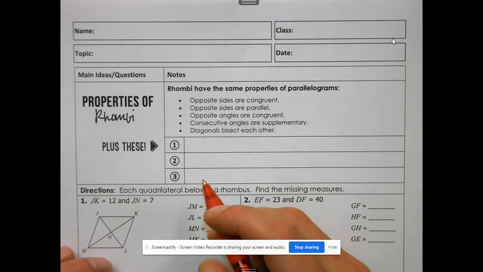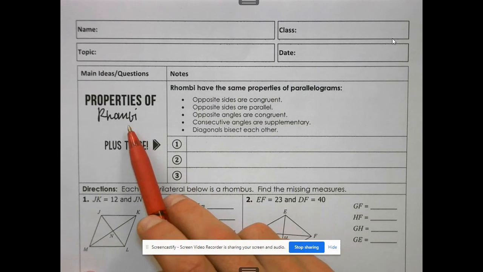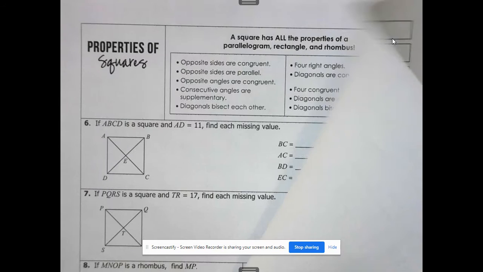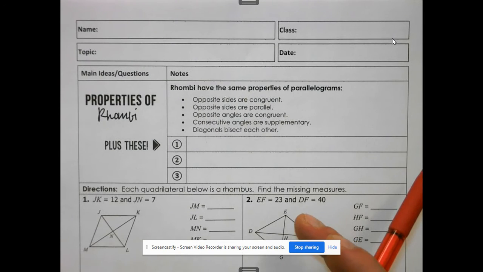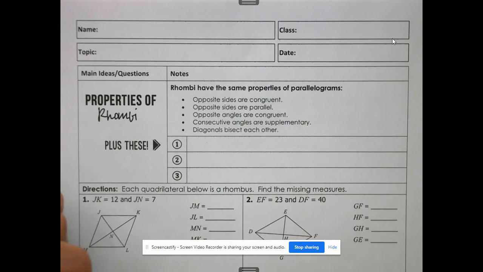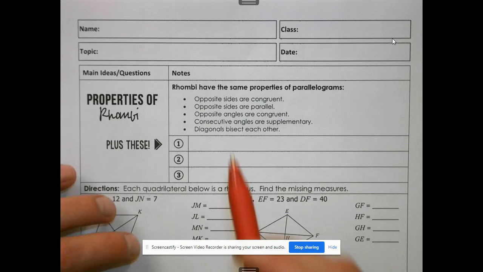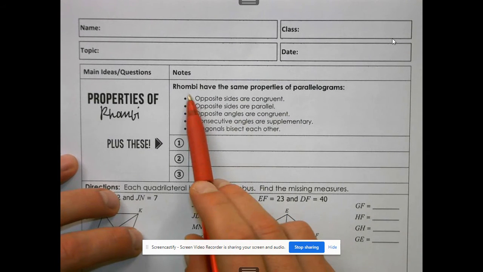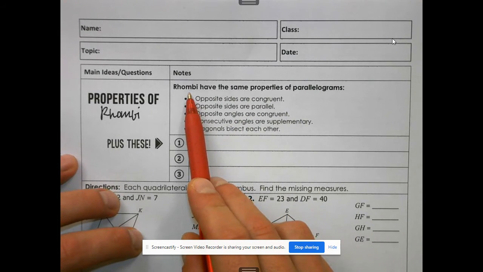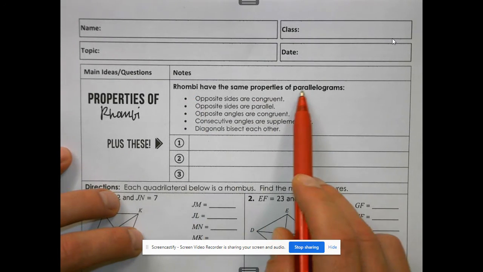All right, guys. The next quadrilateral up to bat is rhombus, and the backside we talk about squares. Quick notes, little Pythagorean theorem, and we should be good to go once we talk about the properties. All right, rhombi, which is plural for rhombus. You don't say rhombuses, you just say rhombi. Rhombi have the same properties of parallelograms.